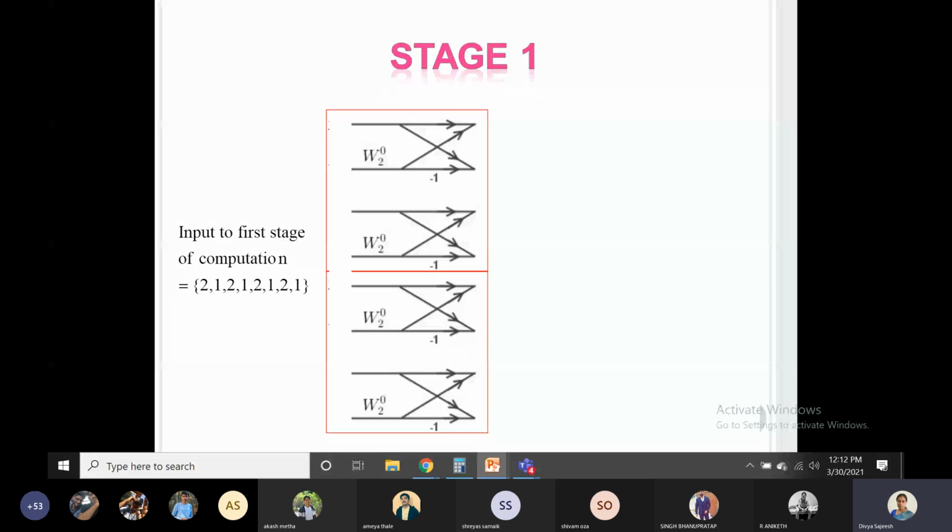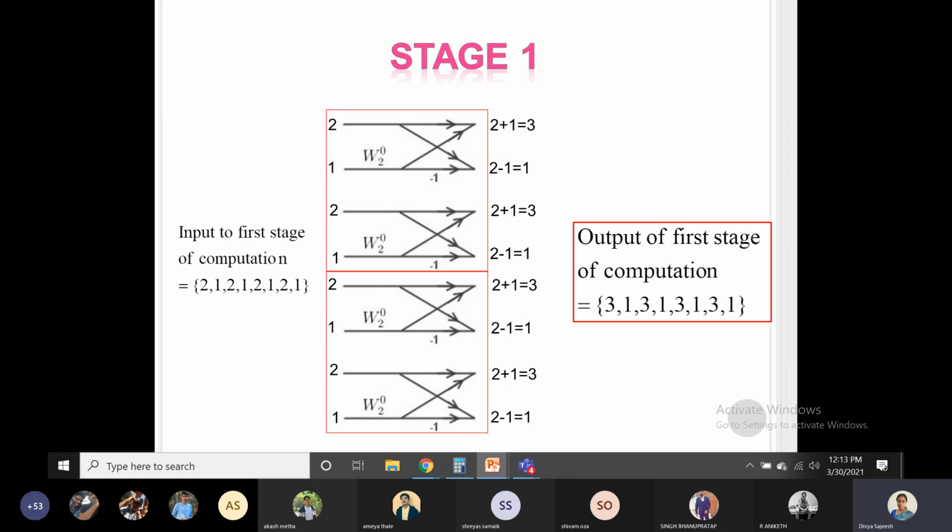First, like that we have taken, you can see this is your first butterfly diagram. This is the second diagram, like that third and fourth. Four basic 2 input butterfly diagrams you have taken to compute the output of the first stage. So that is how you are getting the first stage outputs as 3 1 3 1. This is the output of the first stage.